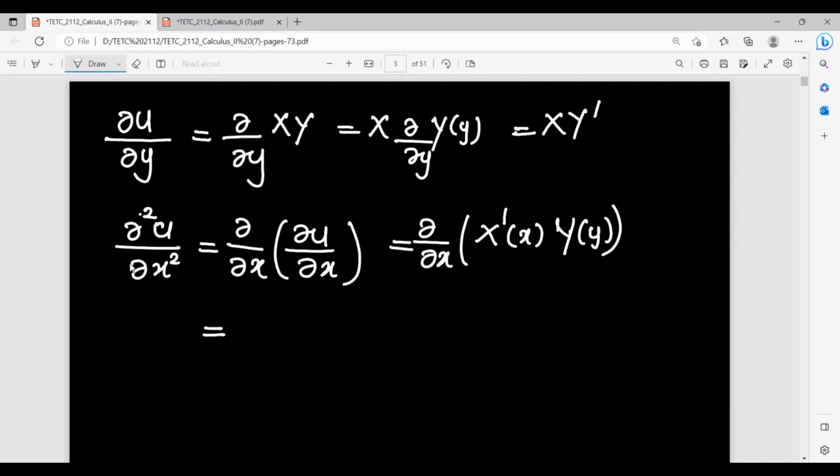Here also, since we are finding the partial derivative with respect to x, we are assuming y as a constant. Simply, y being a constant means that Y, a function of y, is a constant. So here we only need to consider this X'. If we take the derivative of X' with respect to x again, what is it? X''. So the expression that we have obtained for this one is X'' Y.